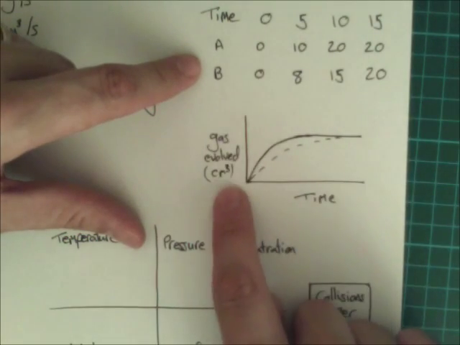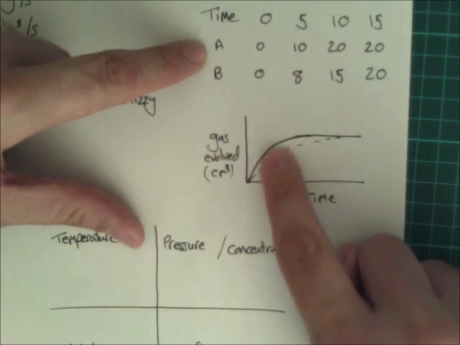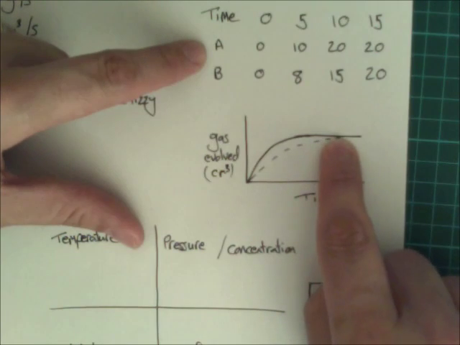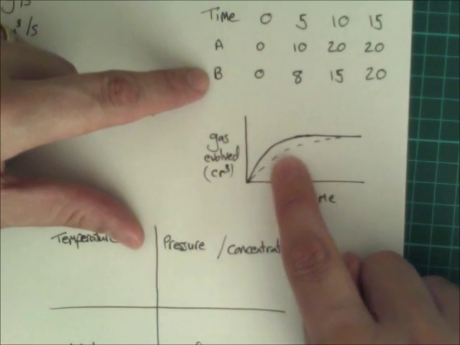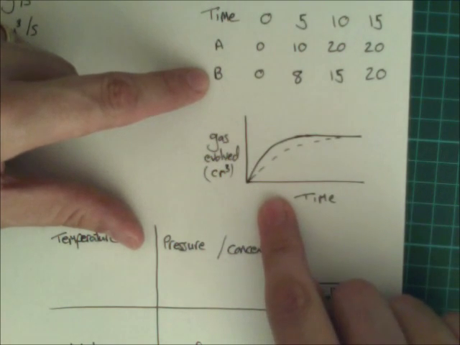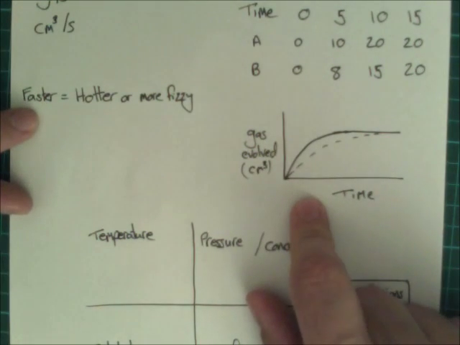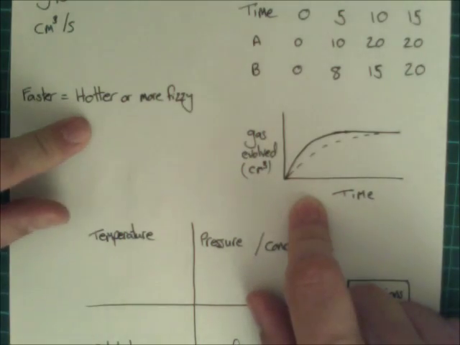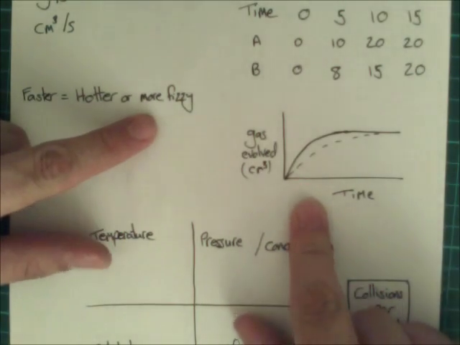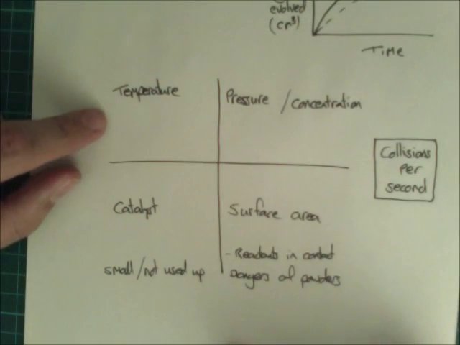So here we have gas evolved against time. Experiment A is this solid line, and it's steeper, showing that it's a faster reaction, and B is this dotted line, and it gets to the same point, but it's a more gentle slope. So steeper means faster. And over here we've got this very simple statement: if the reaction gives out energy, the faster the reaction, the hotter it's going to be, or the more fizzy it would seem. The four things that are going to affect the rate of reaction: temperature.